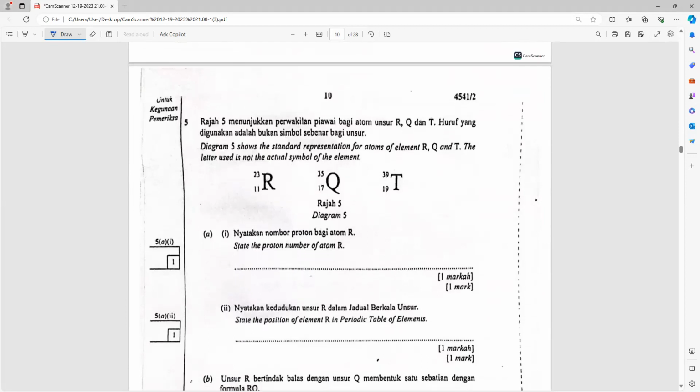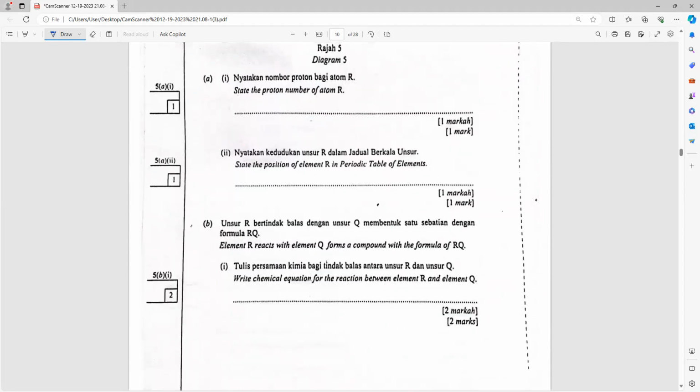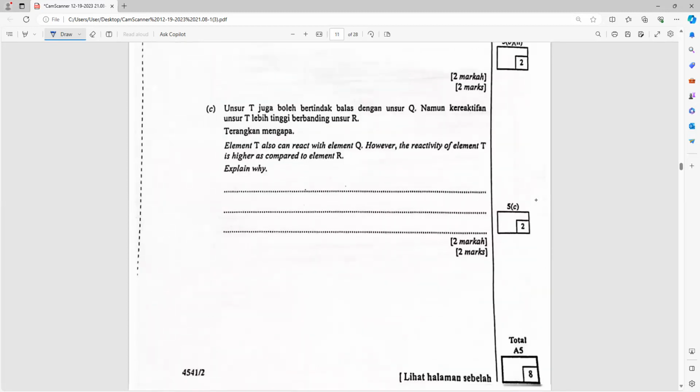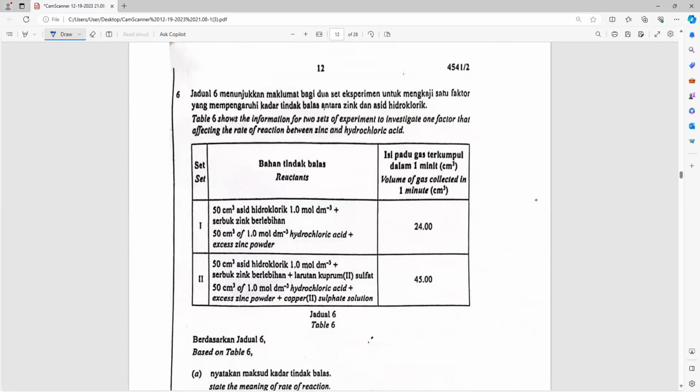Which one is hard for y'all? Which question is hard for y'all? You can try 6 too. Question number 6. Okay, teacher, go to question number 6. Oh, my favorite question. Very, very good.